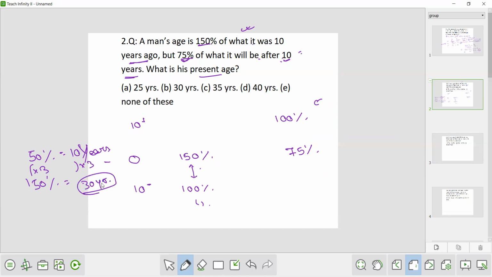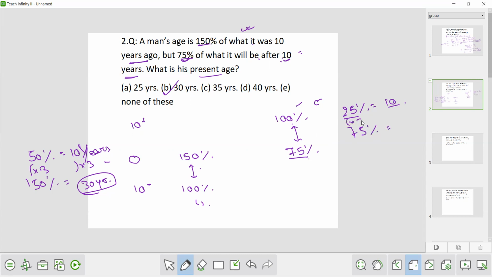30 years. So your answer will be B. But if you follow this condition, 100% and 75%, here the gap is 25%. And in terms of years, it is 10. So 25% is equal to 10 years. So what is 75%? Because 75% is the present age.